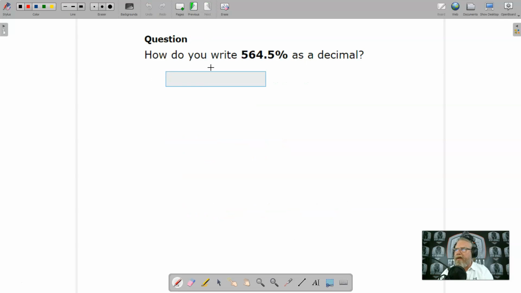Final question, how do you write 564.5% as a decimal? Well, we are going from a percent to a decimal, so we're going to move that decimal back 2 places to the left. So we'll go 1, 2, and we'll end up with 5.645. Do we need a percent sign on the end? No, we're going from a percent to a decimal, so we're just going to leave it there.